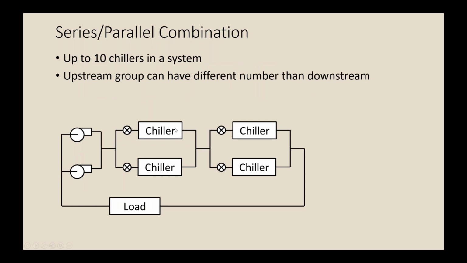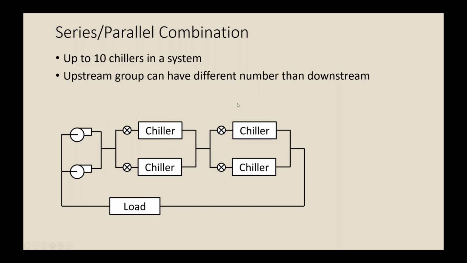You can have more chillers than two, as long as you just have an upstream and a downstream position. So you can have multiple chillers, or whatever the plant component is, upstream in parallel, and then downstream another bank of components. The maximum limit of the chillers in a system would be 10. I assume that boilers would have the same limits, but I'm not absolutely sure about that.